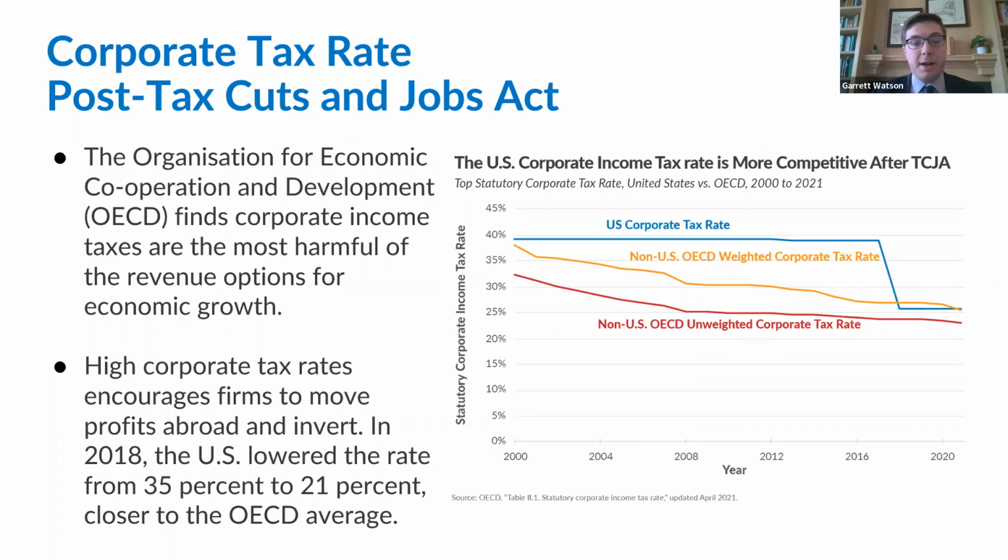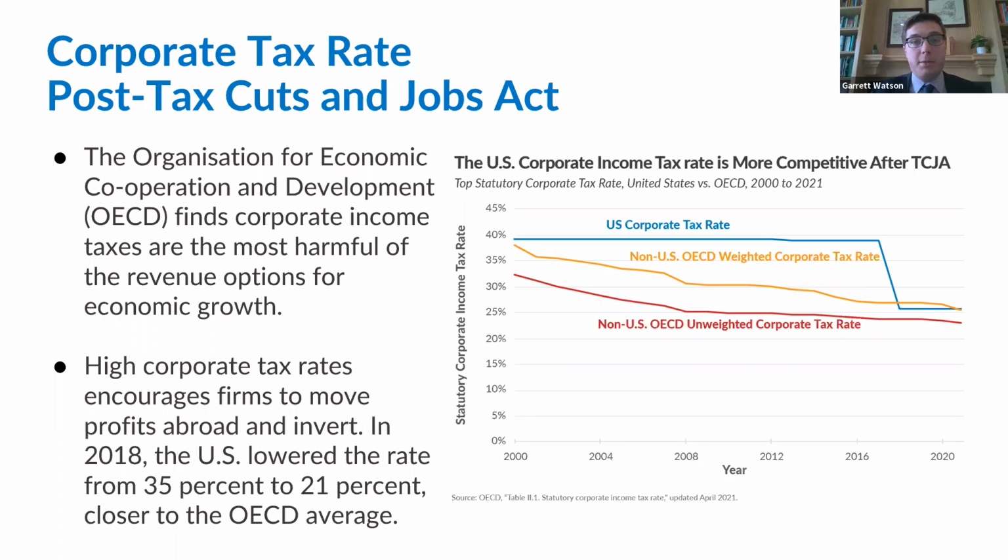Now, prior to the TCJA, this relatively high US corporate tax rate reduced US competitiveness and tended to encourage corporations to shift profits abroad, or even in some cases invert, meaning moving their headquarters to a foreign jurisdiction to avoid US tax liability. And so lowering the corporate rate to 21% brought the US closer to the OECD average. It also reduced that incentive for corporations to invert or shift profits, while also increasing investment incentives.